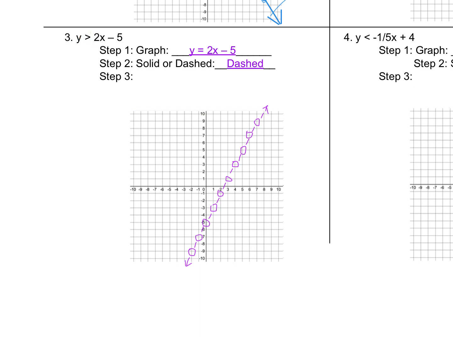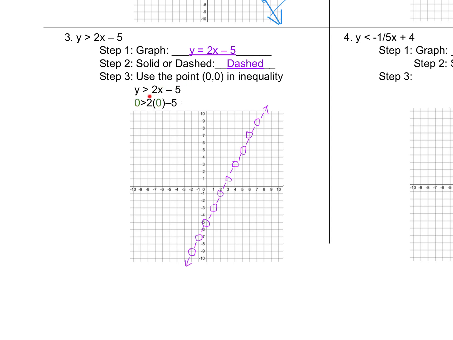Now again, we're going to pick a point not on the line. Can I use 0, 0? Yep, I could. If you haven't done so already, why don't you try that? Again, if you'd rather try a different point, you can. Either way, you should still get the same side to shade. If I use 0, 0, it's going to look like this.